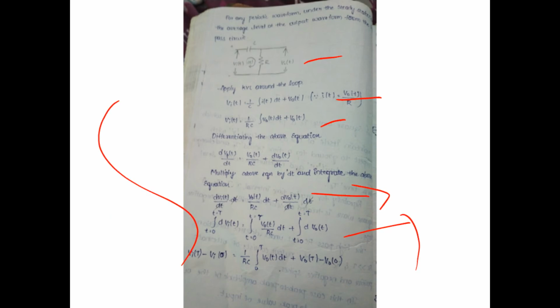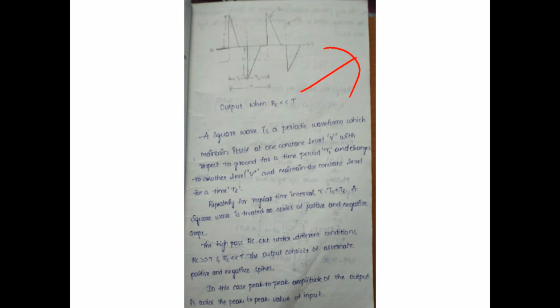Finally, from the output equation we get the integral from 0 to t of v naught of t dt is equal to 0. That means the integral represents the area under the output waveform. That means for RC less than t, the area is reduced to 0 level. That's why, by representing the equation, we are observing the frequency response of the signal.